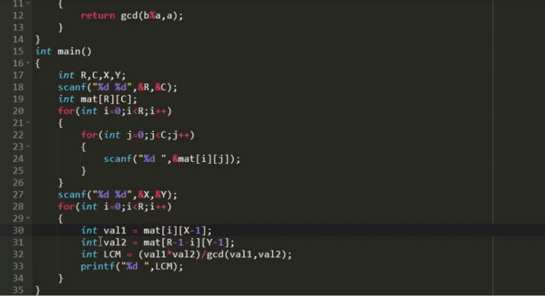The same for val2, we have to take the integers from bottom to top in the yth column. Since we have to start from the bottom, I am including the condition r minus 1 minus i. So that would be the respective first and last values from the bottom. And the column is y minus 1 because we have started from 0. So now we have the integers that are present in the xth column and yth column in the variables val1 and val2. So now what we have to do is find the LCM for these two variables val1 and val2.